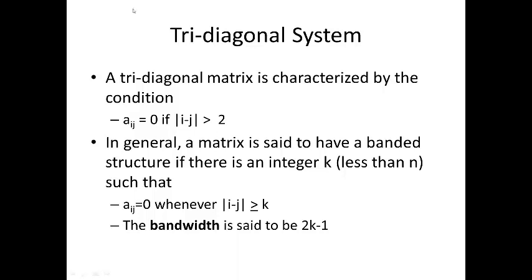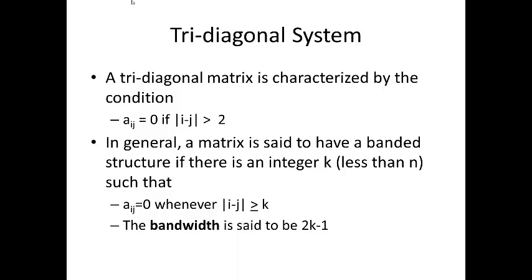As we mentioned on the last slide, all the elements that are not labeled are zero, and we can do this a bit more formally. A tri-diagonal matrix is characterized by the condition a sub ij is 0 if the absolute value of i minus j is greater than or equal to 2. So if it's further away than 1 from the main diagonal, it's going to be a 0. In general, a matrix is said to have a banded structure if there's some integer k less than n, such that you have that condition. For the tri-diagonal, k is equal to 2, but the bandwidth of the system is said to be 2k minus 1.